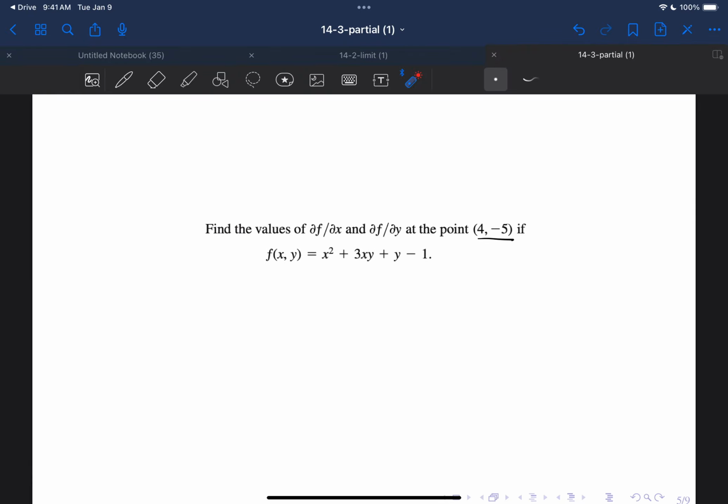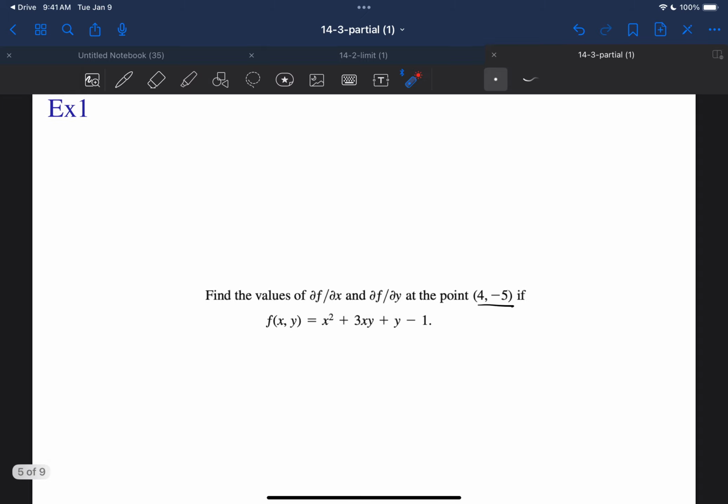Now we can look at this question, example 1 for computation. We are going to go through a series of examples, 5 or 6 problems, and try to get familiar with this procedure, partial derivative.